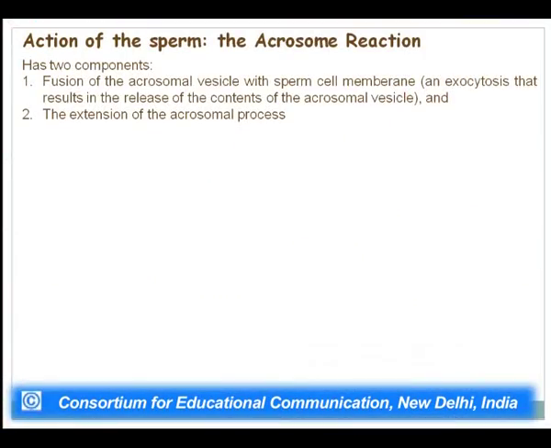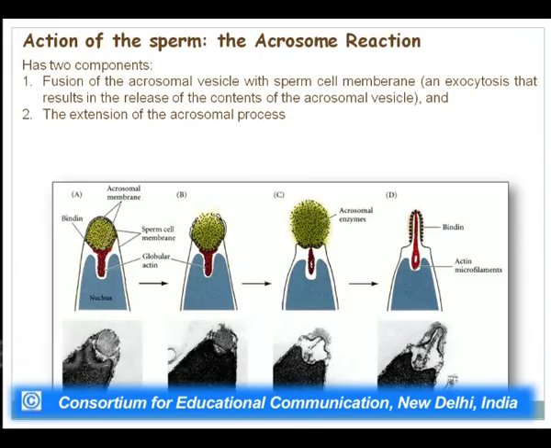Now, when the sperm reaches the egg, it first encounters the jelly layer of the egg. Then what happens is the action of the sperm, also termed the acrosomal reaction. The acrosomal reaction has two components. One is the fusion of the acrosomal vesicle with the sperm cell membrane, and exocytosis that results in the release of the contents of the acrosomal vesicle, and the extension of the acrosomal process.